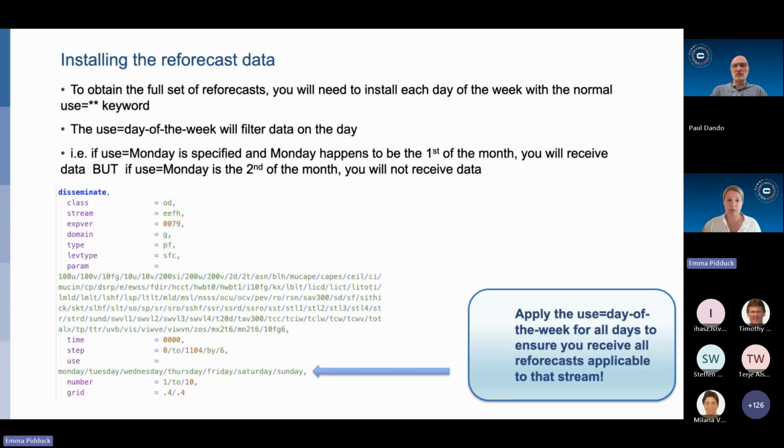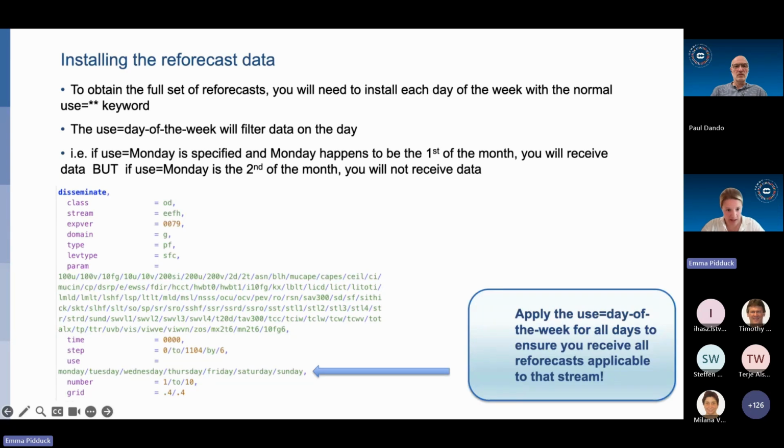So in order to obtain the full set of reforecasts, you will need to install each day of the week with the normal use keyword. So it'll be a filter on the day. As I've said, if use equals Monday is specified and Monday is the 1st or the 3rd or the 5th, you will get data. But if Monday is the 2nd, you will not receive anything.